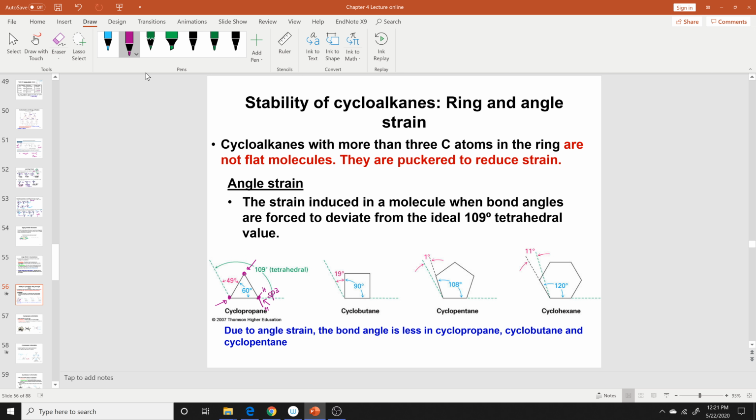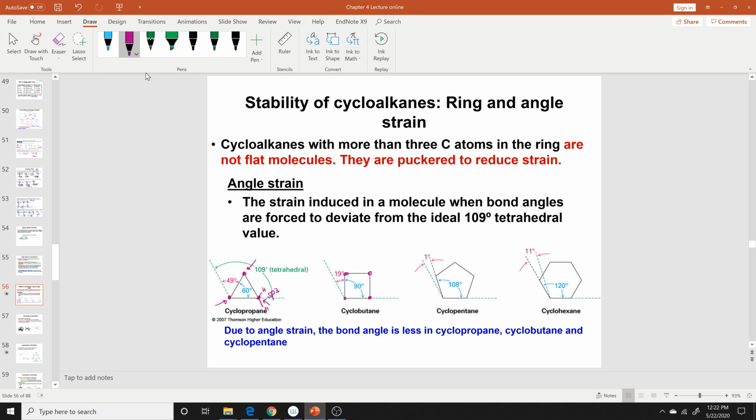It's deviated by 19 degrees from the 109 ideal tetrahedral angle. Again, all of these carbons are in sp3 hybridization. So ideally here you should have basically a bond angle of 109.5. Now, with respect to the cyclopentane in here, the bond is compressed, but it's not compressed much. It's just 1 degree from the 109.5. In the cyclohexane, the bond angle is expanded 11 degrees from the 109.5.